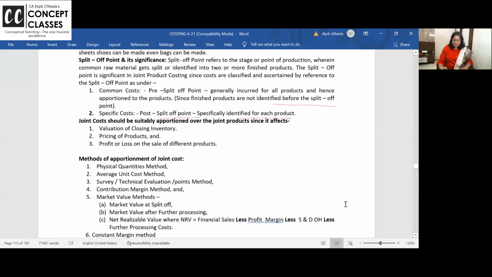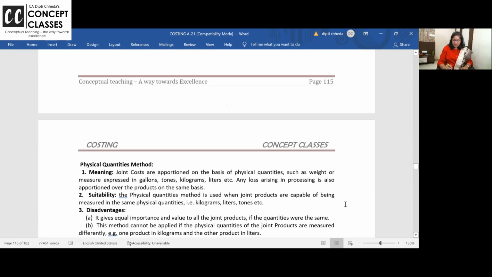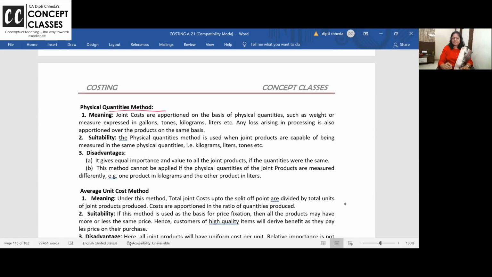Now, the first method of apportioning the joint cost is the physical quantity method. If you have put in 500 liters of milk and you got 100 liters of curd and 200 liters or kgs of paneer, this is your joint product. Joint product means 2-3 products that you are producing simultaneously from a single process. So till here, whatever cost you have incurred, this is the split off point.